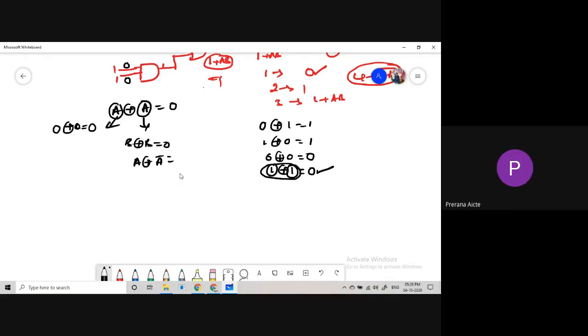A XOR of 0 is A only. A XOR of 1... A XOR of A is nothing but 0. A XOR of A bar is nothing but 1. A XOR of 0 is nothing but A. A XOR of 1 is A bar.